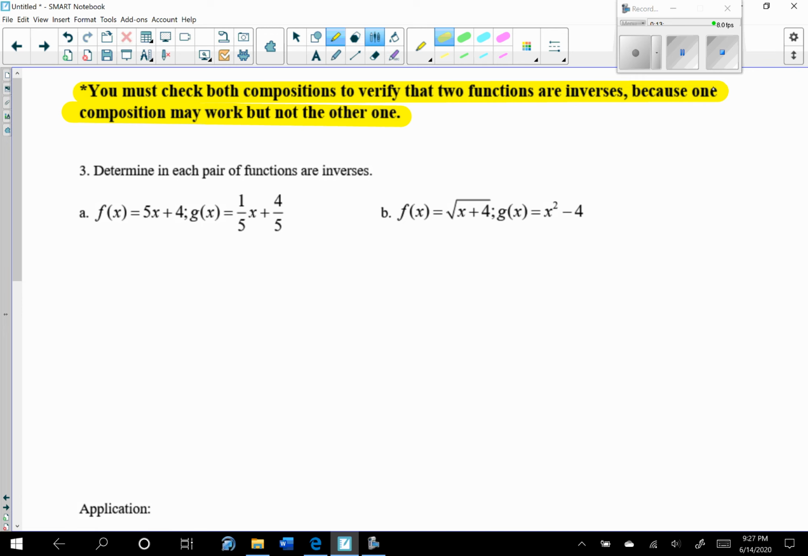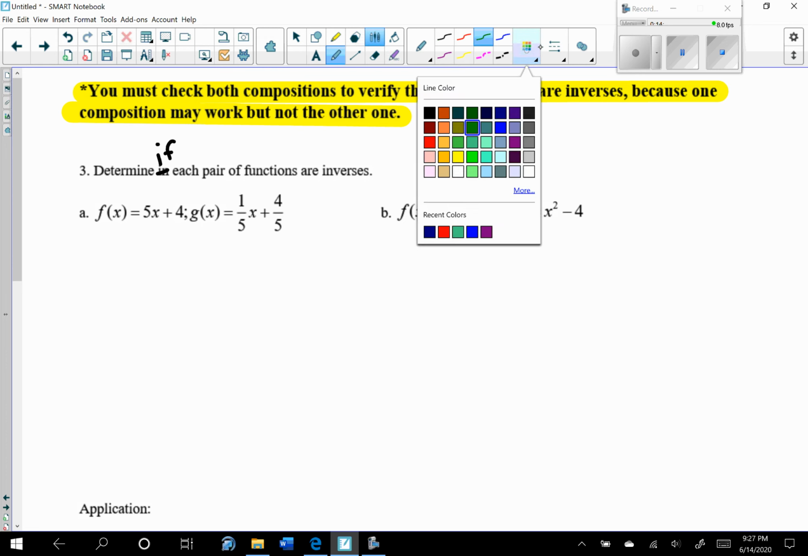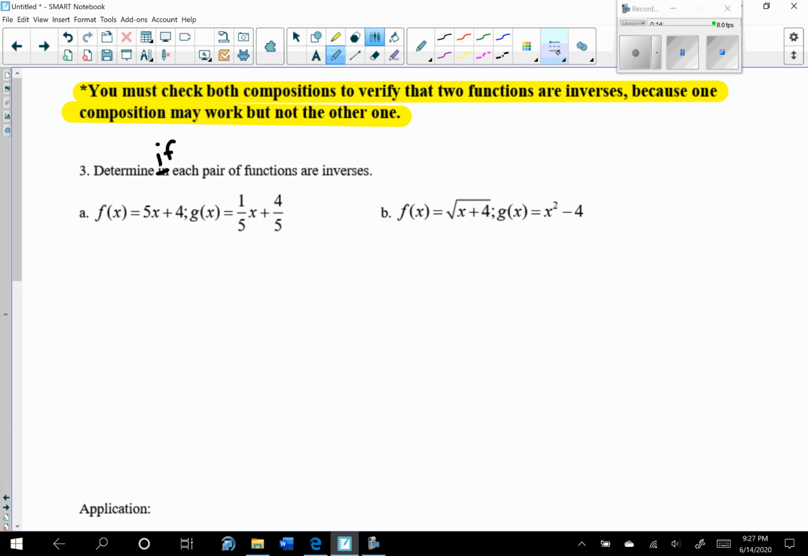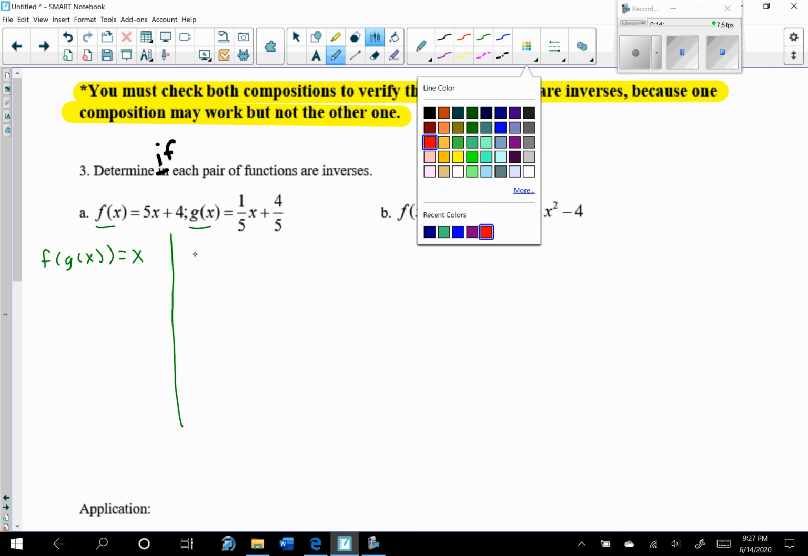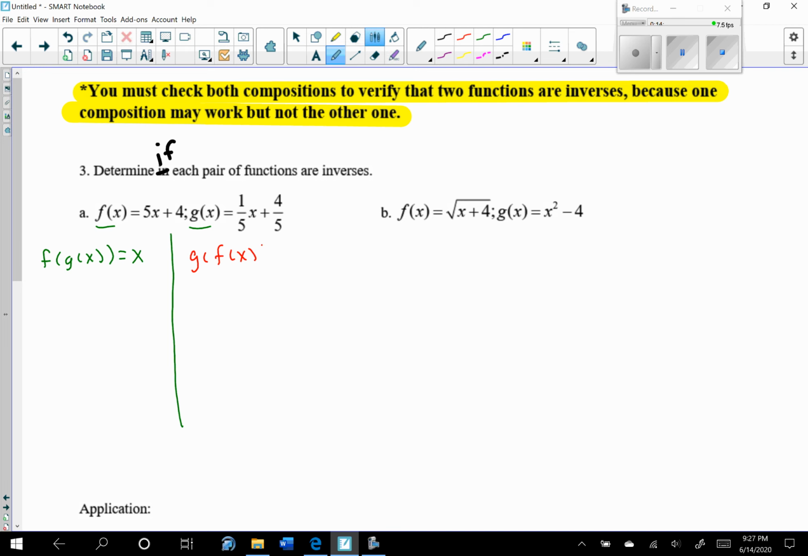So number 3 says determine, it should say determine if each pair of functions are inverses. Sorry, that should say if. Okay. So for the first one, we have these two functions. We want to determine if they are inverses. So we have two things to look at. f of g of x has to be equal to x. And the second thing we want to look at is g of f of x has to be equal to x. So I have to show both of these in order to verify if they are inverses of each other.